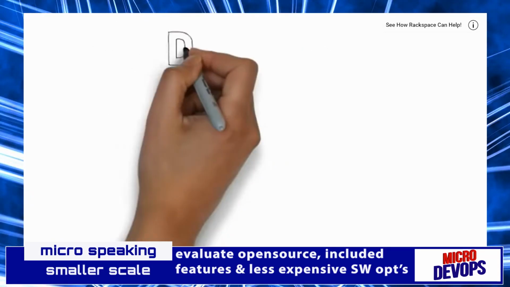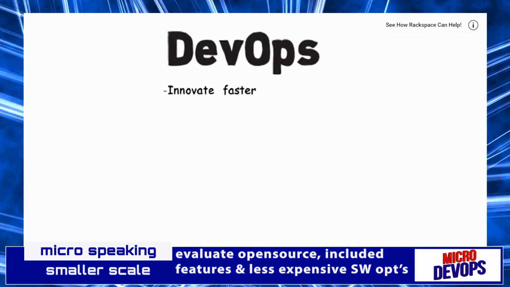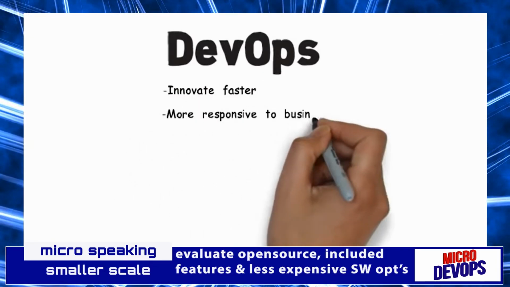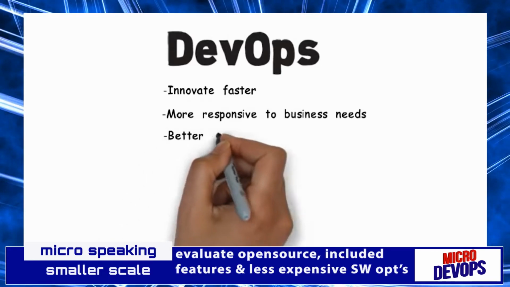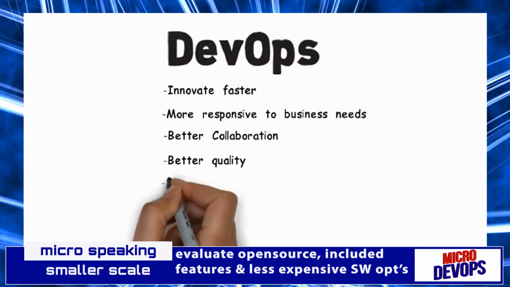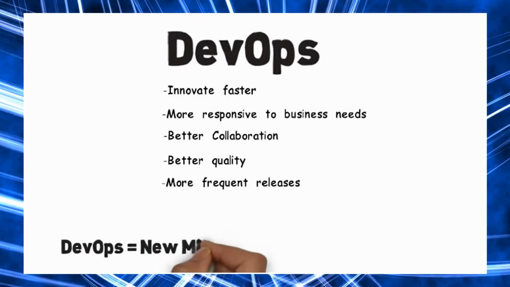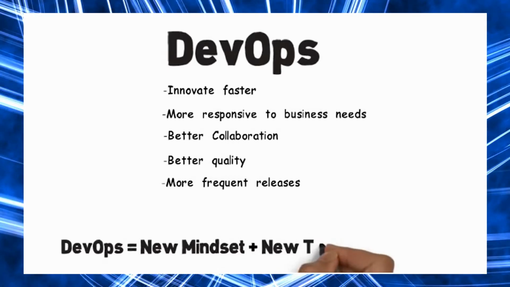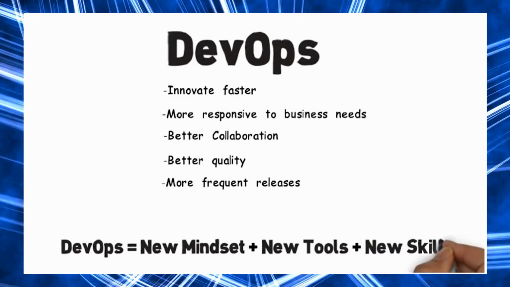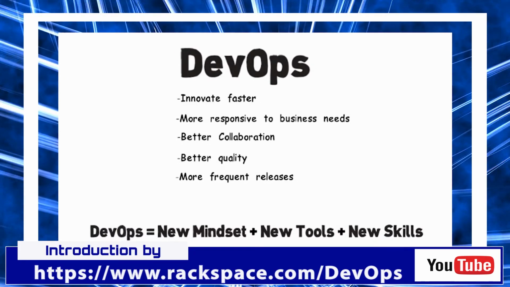In conclusion, DevOps is a new philosophy that can help software organizations innovate faster and be more responsive to business needs. It promotes collaboration between developers and operations, which improves quality of software development and more frequent software releases. Adopting the DevOps philosophy requires a new mindset, new tools, and new skills. That introduction was produced by Rackspace.com and shared on YouTube.